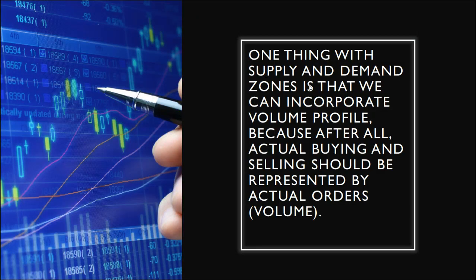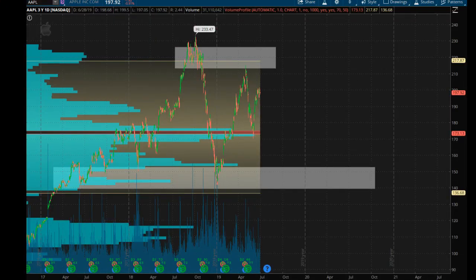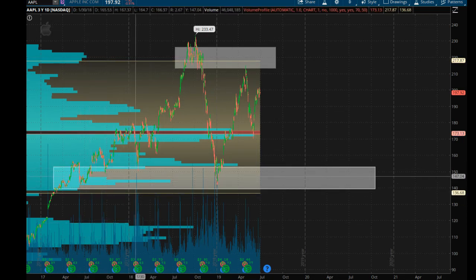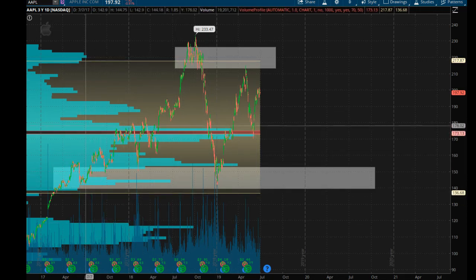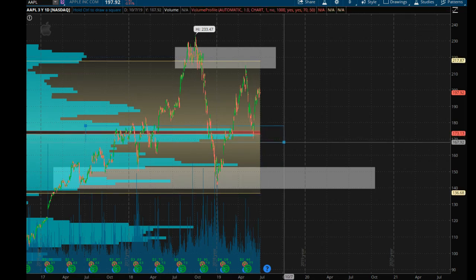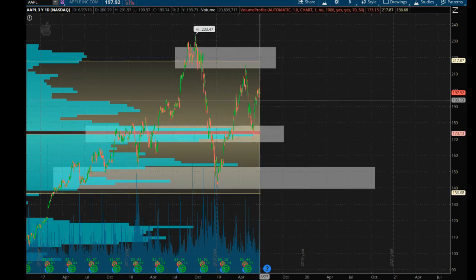One thing with supply and demand zones is that we can incorporate volume profile, because after all, actual buying and selling should be represented by actual orders, volume. I've added volume profile to Apple here, and you can see there was a lot of volume up here where the selling happened. There was a lot of volume here where the buying happened. You can even see here where it's finding some support. This actually could be a demand zone as well because of all the volume, and you can see how it pushed up off of that level.